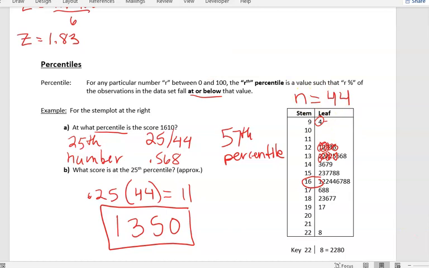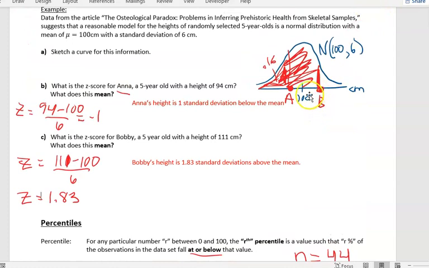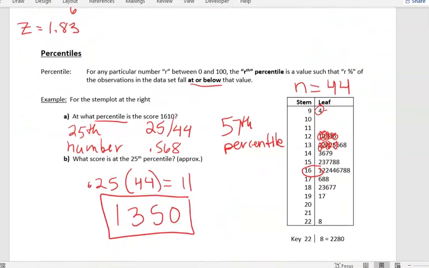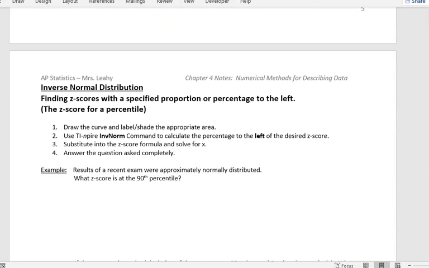Okay, so if I know the data, if I know the boundary, or I have the actual values, I can figure out the percentile. Like up here with Anna and Bobby, I knew the mean, I knew the standard deviation, so I could use that NormCdf command. Or if I'm looking at a chart like this, I can physically count and I can figure out the percentile. But sometimes it doesn't work that way.